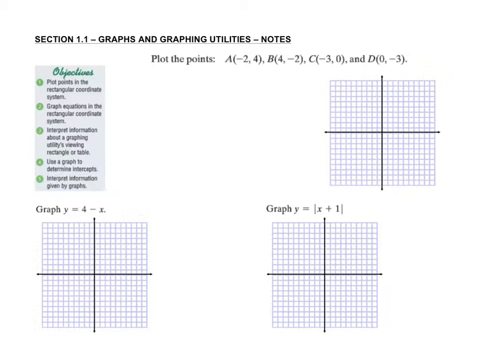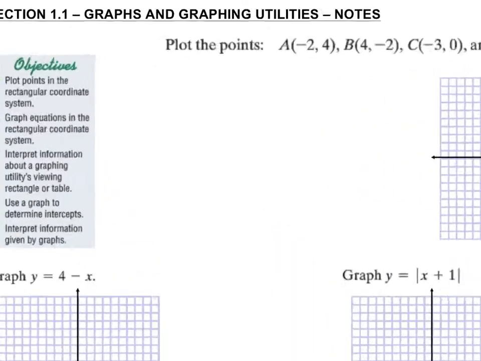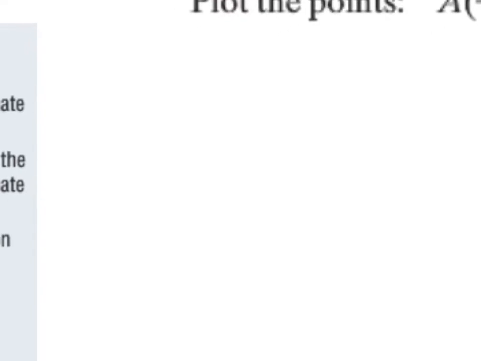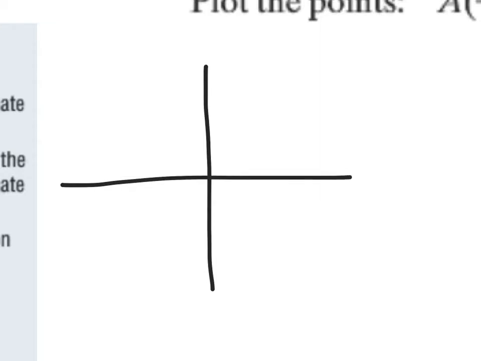So what I want to do first is talk about a graph real quick. All right, so let's just draw a generic graph. And a graph is composed of two different number lines, okay? The horizontal number line is called the x-axis. The vertical number line is called the y-axis, okay? And what we do is we can use this concept of a grid to show exact locations of points, okay?